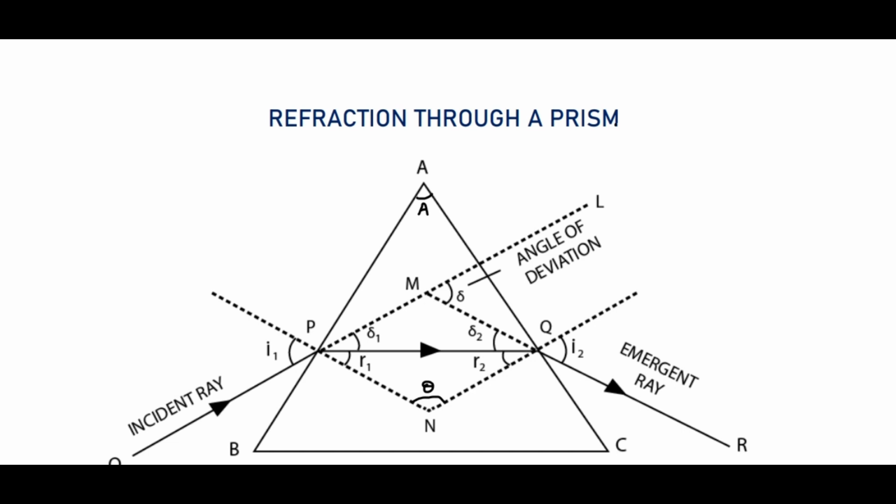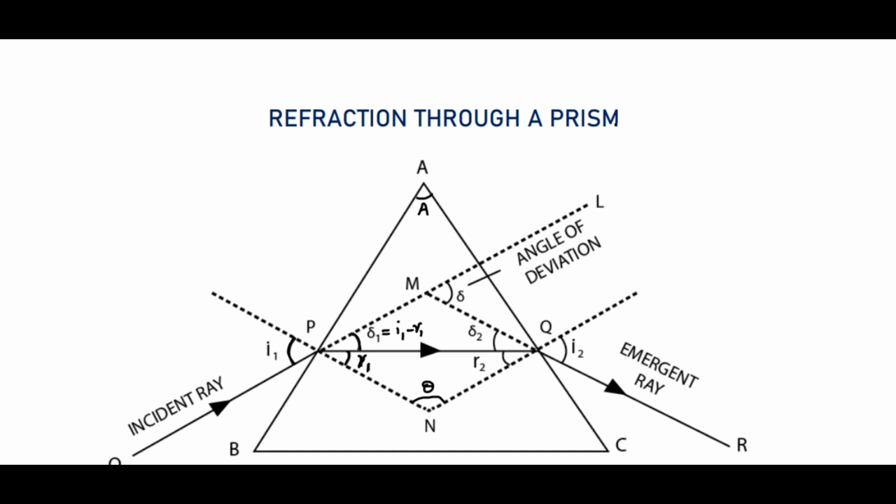At AC again the refracting surface is there, so here it undergoes one more refraction. It will bend away from the normal. Two times the ray is undergoing refraction. So at the first refraction, angle of incidence is I1 and angle of refraction is R1. Here the refracted ray bends towards the normal, and angle of deviation delta 1 is equal to I1 minus R1.